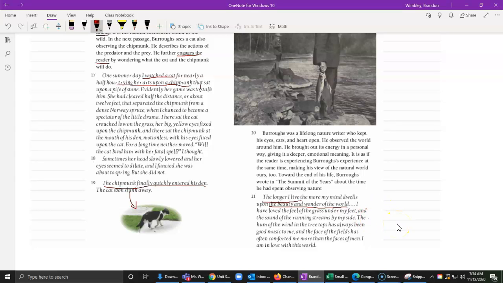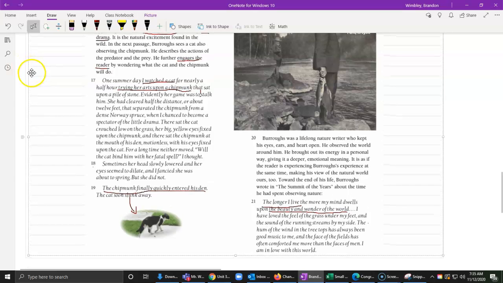The hum of the wind in the treetops has always been good music to me, and the face of the fields has often comforted me more than the faces of men. I am in love with this world. So, what have we noticed? Well, we noticed that he's very good at creating something kind of mundane or drab like nature and turning it kind of into an adventure.